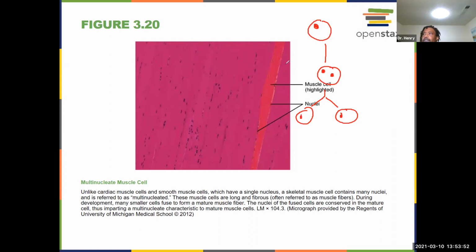These guys, instead, don't separate, they continue. Then they duplicate again, and get a little bit bigger. Then they duplicate again, and get a little bit bigger. Over time, they start forming these fibrous structures. You'll get these long fibers, these muscle fibers, and they have tons of nuclei associated.